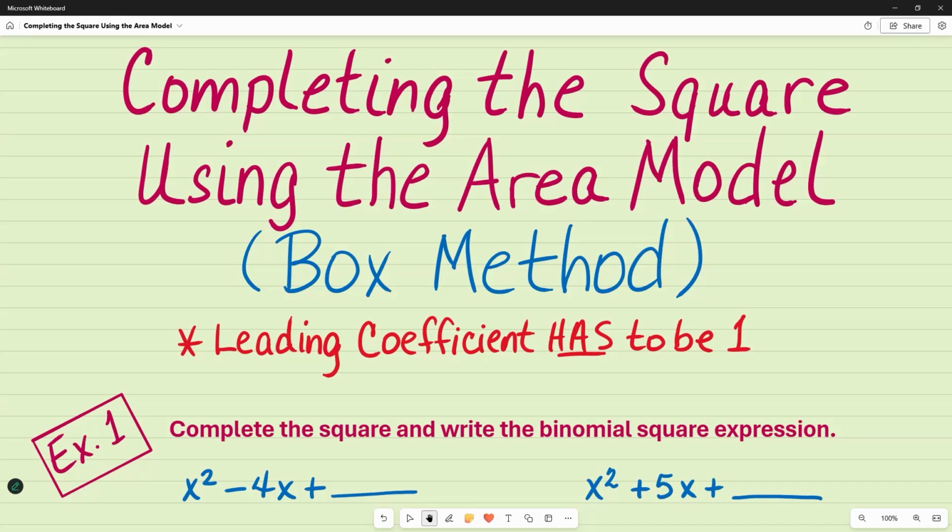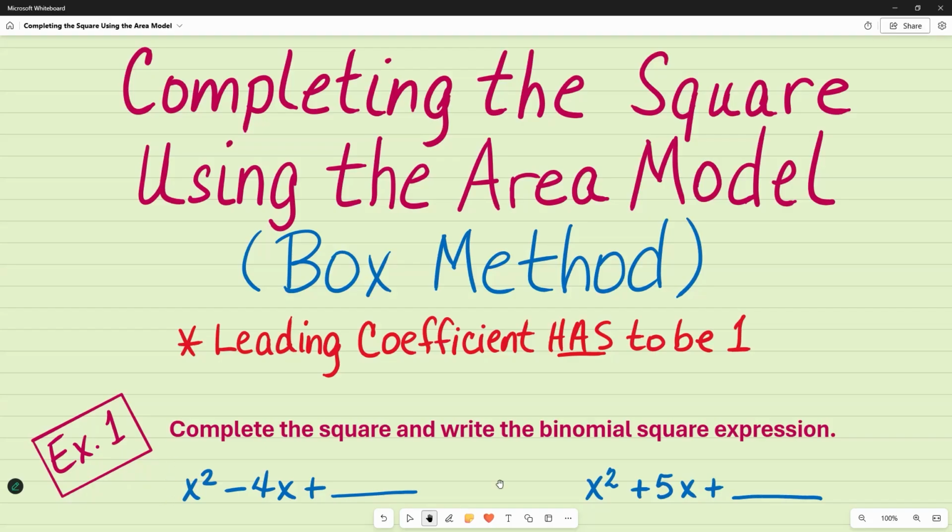Today I am going to demonstrate how to complete the square using the area model, which is also known as the box method. What you have to do is make sure that your leading coefficient is equal to 1. If it's not, no matter what it is, you're going to have to divide your terms by whatever the number is that's in front of your x squared.